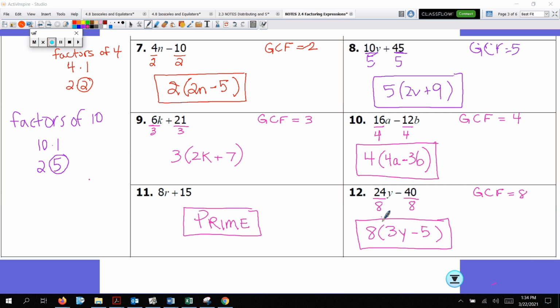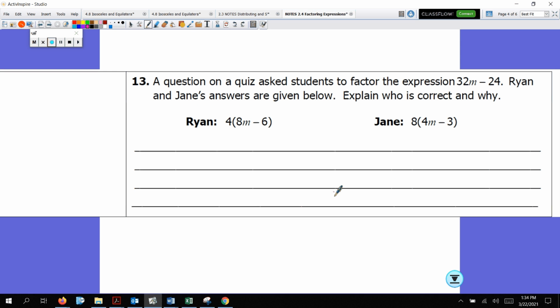So for number 12, we have 24y and negative 40. The GCF was 8. Divide both terms by 8, and I get 3y minus 5 inside my parentheses. Hopefully you did well on that, and I hope you really are practicing. Okay? So now we're going to talk about a word problem, okay?